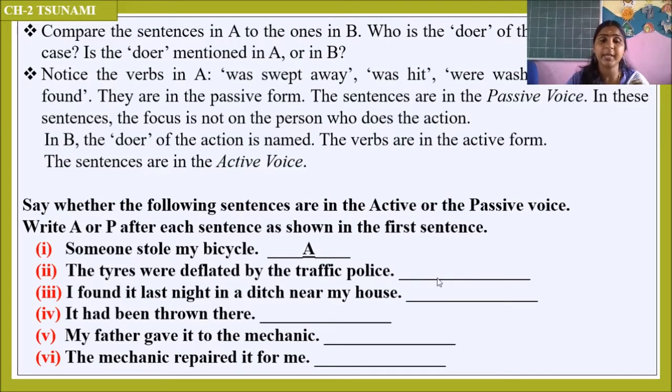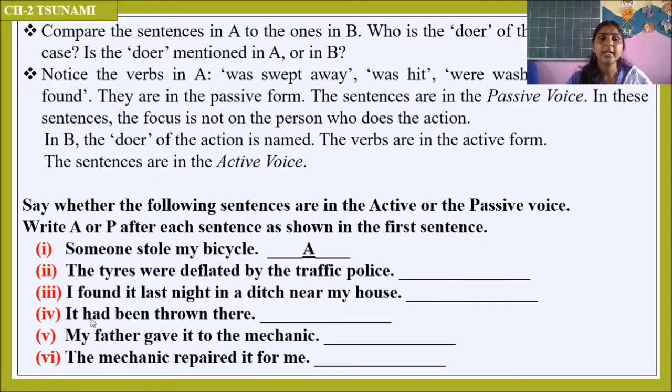Third one, "I found it last night in a ditch near my house." So what is the verb here? Found, right? Is there any was, were, have, had, anything here? No. So only the found. Who is the doer here? I is the doer. I only found it last night. So I am telling directly here. So it comes as active voice. So write A in the third line.